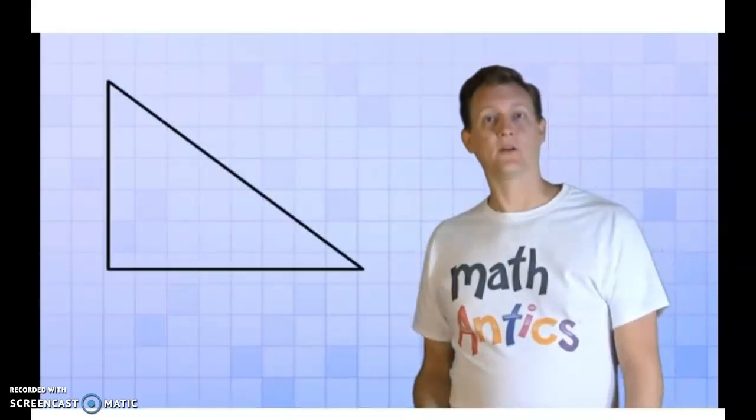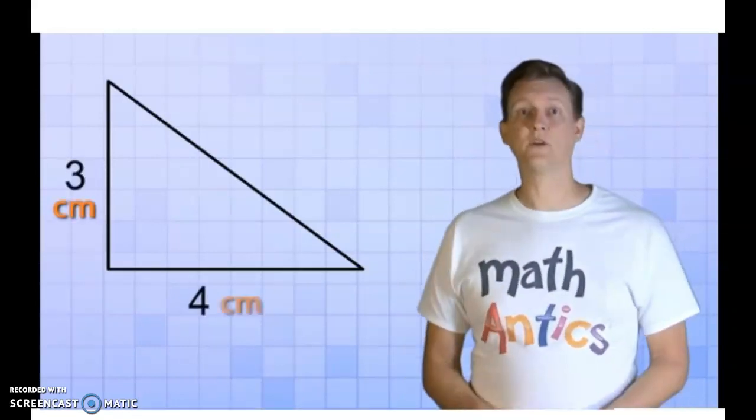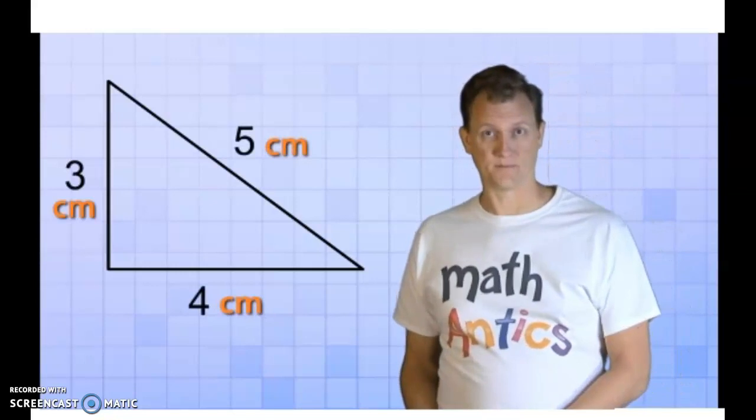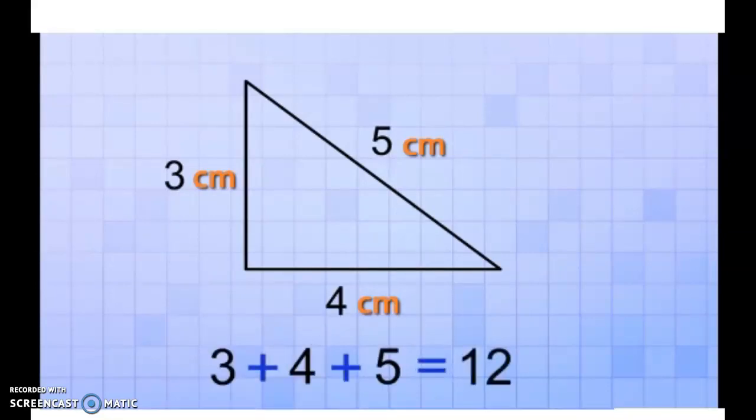The first polygon we'll try is a triangle. This triangle has 3 sides that are each a different length: 3 centimeters, 4 centimeters, and 5 centimeters. Now, to find the perimeter of the triangle, all we have to do is add up the lengths of those 3 sides. 3 plus 4 plus 5 equals 12.